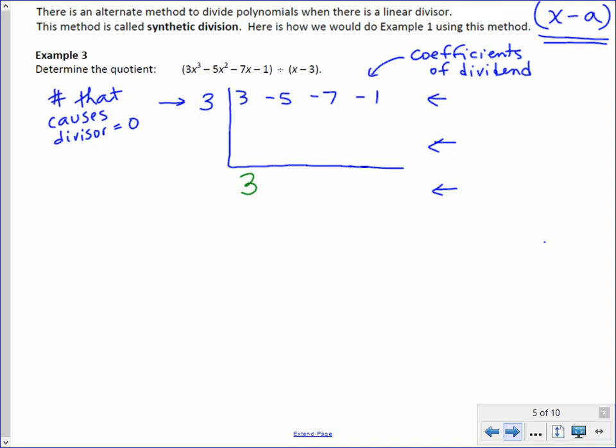Multiply, add. 3 times 3 is 9. Add 4. Multiply, 12. Add 5. 5 times 3 is 15. Add 14. I typically just cordon off the last digit. That will always be your remainder.